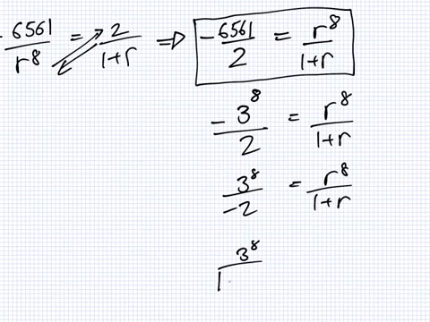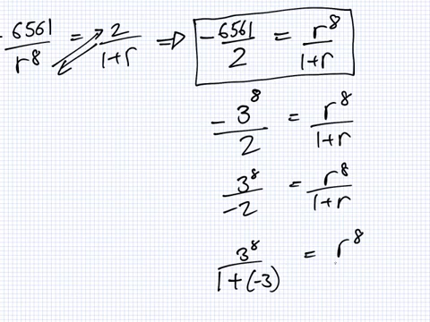I could have 1 plus minus 3. Now when you look at the left and the right, on the right you have your equation, r power 8 over 1 plus r, and on the left you have an expression of the same form: 3 power 8 over 1 plus minus 3. Ah, it's not quite the same form. There's one mismatch. These two should be the same, correct? Are they? No, one's a minus and one's a plus.